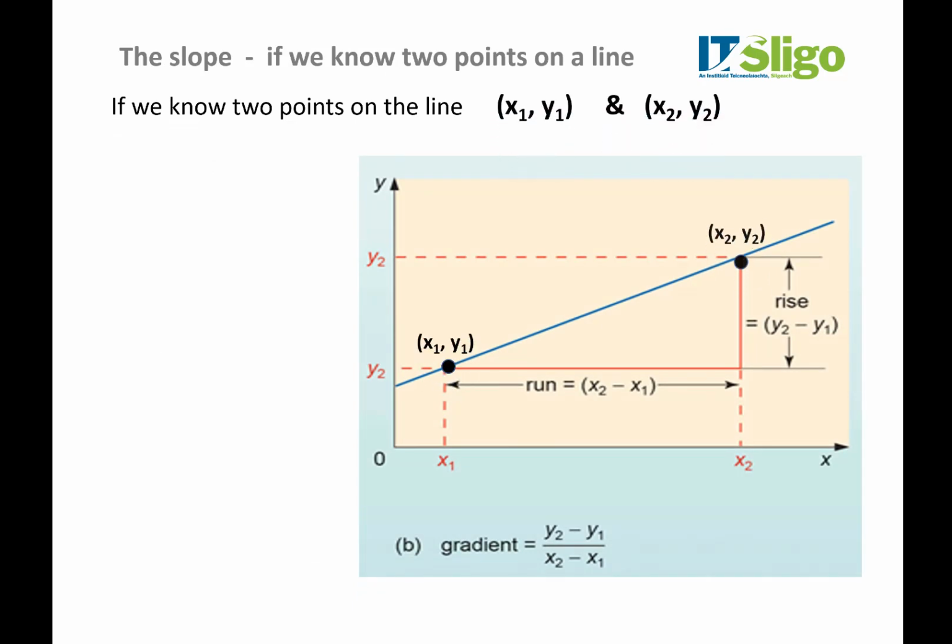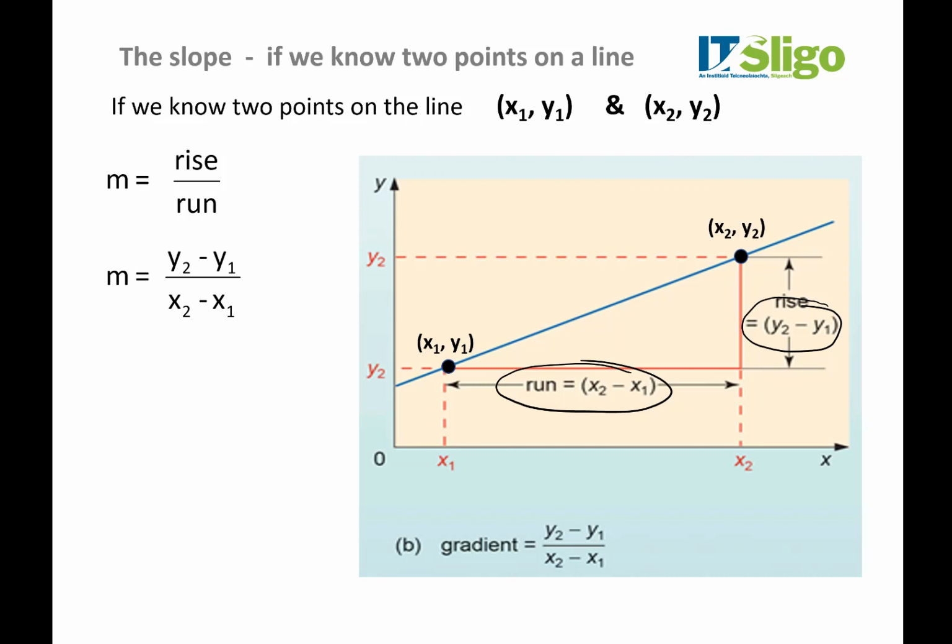So here's our 2 points. The rise, guys, is here. What's the delta y? The change in y is the difference between y2 minus y1, and the change in x is x2 minus x1. So it's still rise over run, only it now looks a bit different.